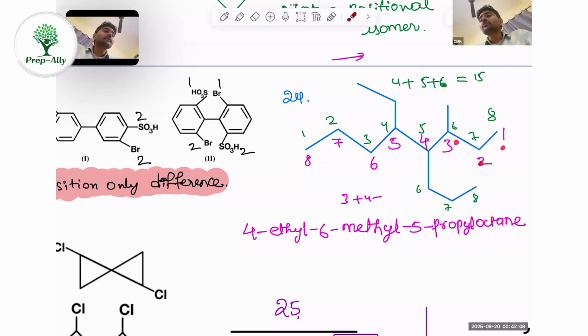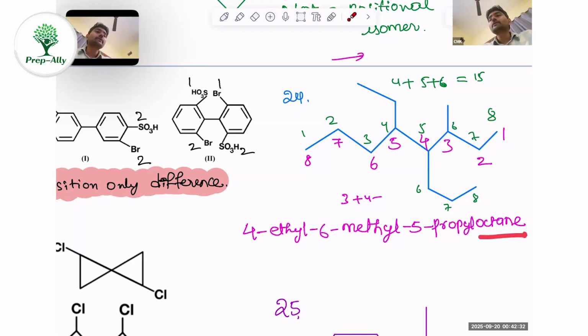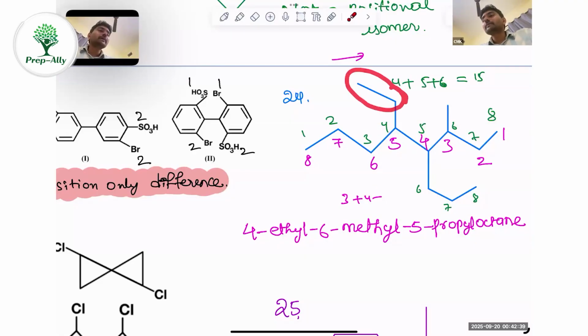Okay, 1, 2, 3, 4, 5, 6, 7, 8. 8 carbons means oct. 1 means meth, 2 means eth, 3 means prop, 4 means but, 5 means pent, 6 means hex, 7 means hept, 8 means oct. Octane is the root word. Single bonds are there, so all octane. Now we have to take the substituents. Third position, we have methyl. Fourth position, ethyl. This is propyl. Fourth position, propyl.